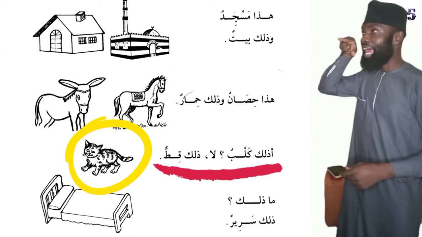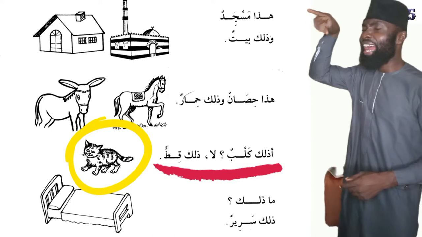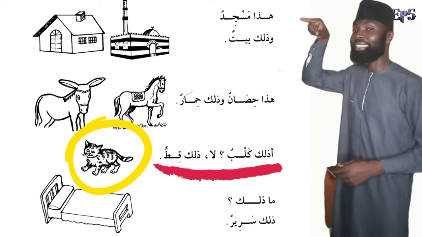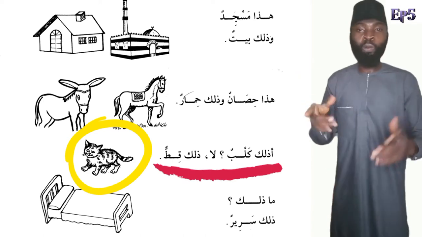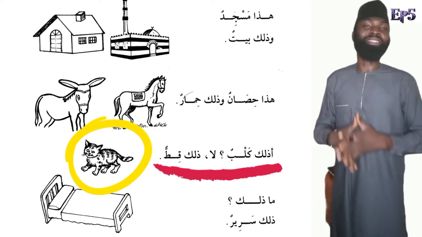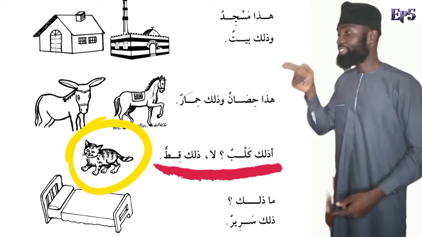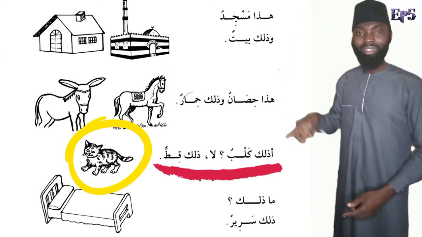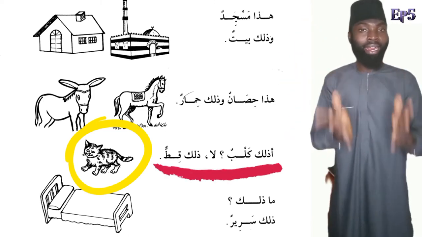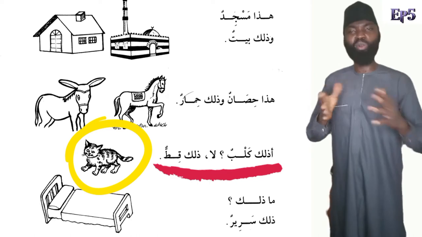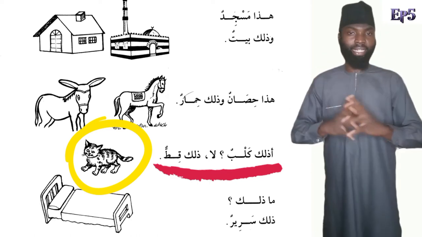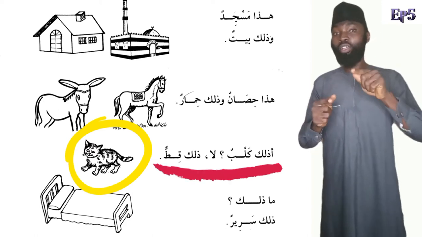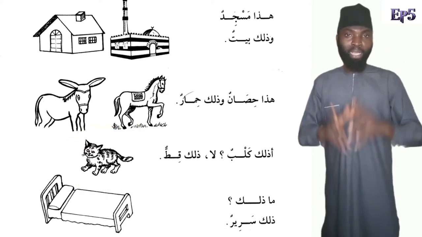So the question is, adhalika kalbun, is that a dog? And the answer: la, no, dhalika kitun, that is a cat. Kitun, cat. Mashallah. You can see, this page is very easy for us because we had studied the previous pages very well.